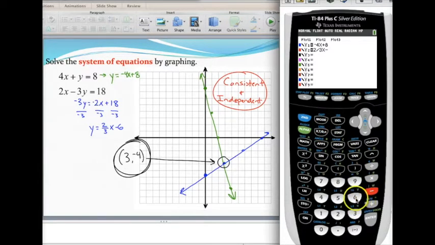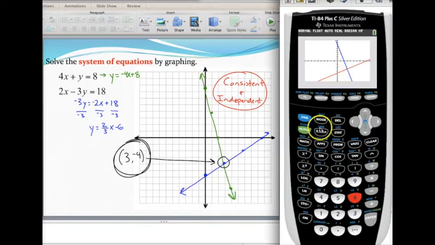If you have a different window, like if you've changed your window, I would just recommend pressing zoom and then 6 to reset it to a 10 by 10. Otherwise, just hit graph if your window's already set up correctly. And we should see what we graphed by hand over here on the calculator. There's one line, and there's the second line, different colors, but yep, looks just like what we got. And we can estimate that it does appear to be (3, -4), but here's how you're going to find it more accurately.